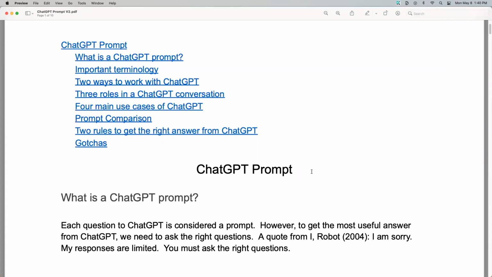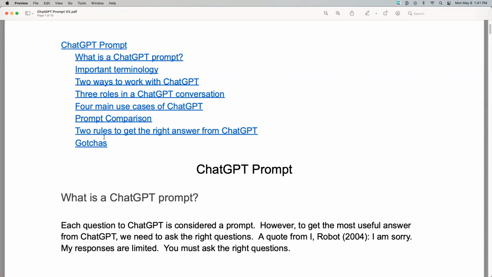Today, I'm going to talk about ChatGPT prompts. Before I do that, I'm going to give an overview of ChatGPT and some of the terminology, and also go through two ways to work with ChatGPT. Inside a ChatGPT conversation, the three major roles, and the four major use cases for ChatGPT. I also give you some concrete examples that compare a good prompt and a prompt that lacks detail, and the output from ChatGPT for those prompts.